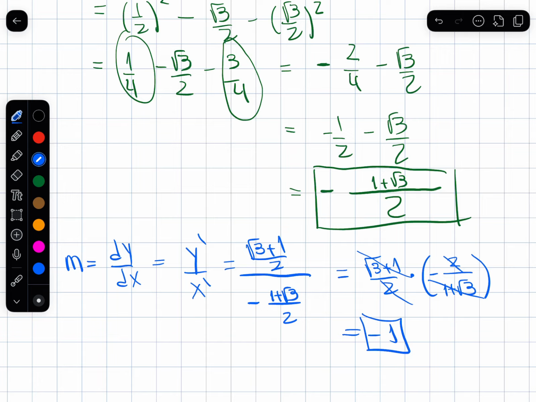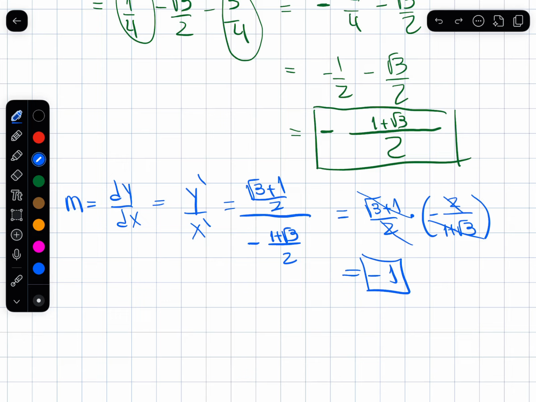Now, you could have seen the negative 1 coming earlier. As you know, this is the same as this, and this is the same as this. So it's two equal numbers dividing each other, except for the negative that's outside. So it's just a negative 1 there. But either way, that is the m value.